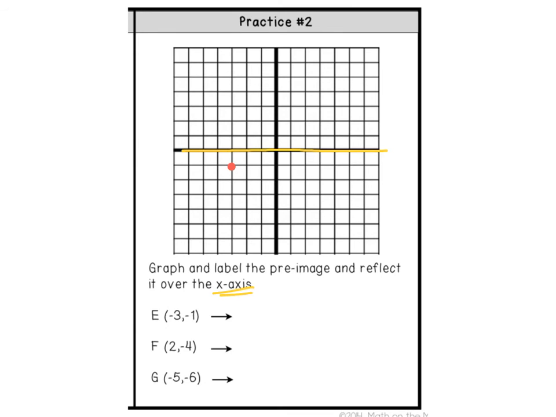So forward 2, down 4. Oh, I'm breaking my own rule. I didn't label. So here's E. Here's F. Okay, now G is back 5, -5, -6. So back 5, 1, 2, 3, 4, 5. Down 6, 1, 2, 3, 4, 5, 6. So it puts us right here. And that is G. All right, connect them neatly.